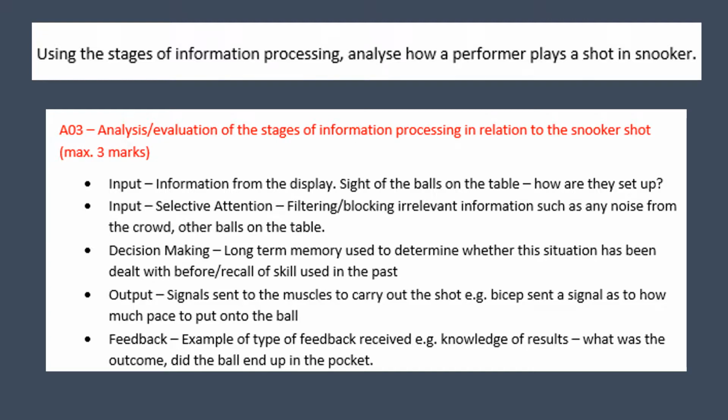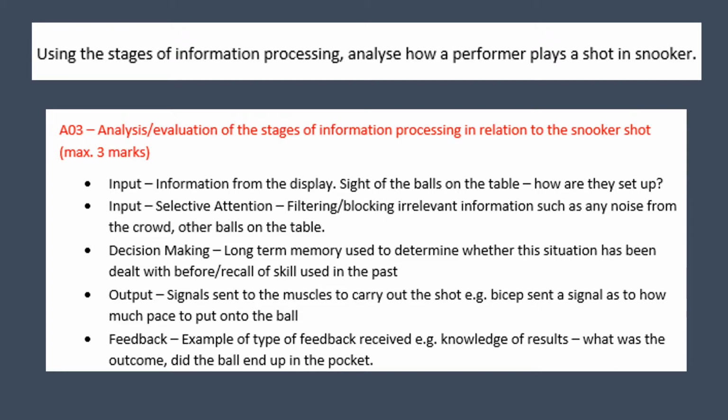For decision making, we can say that long-term memory can be used to determine whether this situation has been dealt with before, and you can recall the skill that's been used in the past. So, for example, when you're taking the first shot in snooker, it's called the break, and all of the balls are set up always in the same way. So, hopefully, a player is able to use their long-term memory in order to make a good decision on how hard to hit the ball and where to hit it.